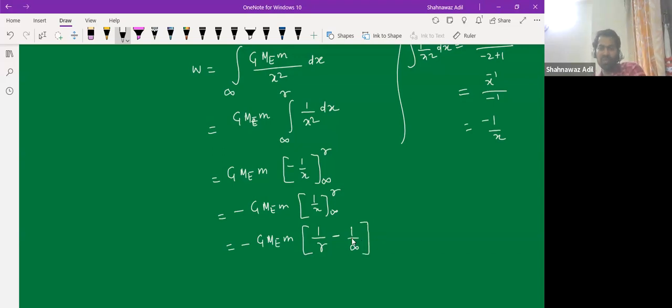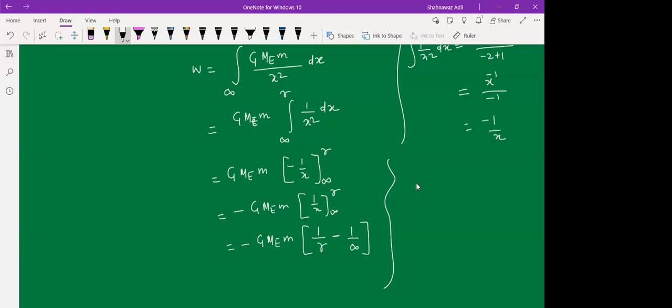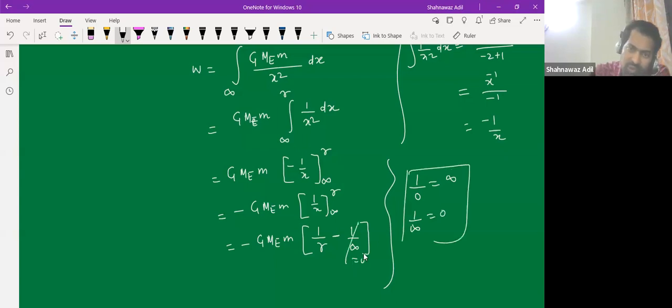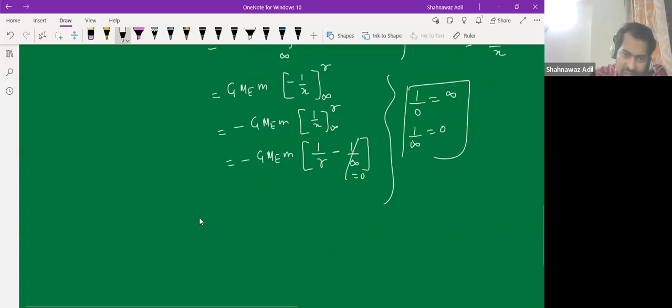So what is 1 by infinity, guys? What is 1 by a very large quantity? Yes, 0. That is correct, because 1 by 0 is infinity, so 1 by infinity would be 0. So we will have gravitational potential energy, that would be minus G M E M divided by R. This is the gravitational potential energy.